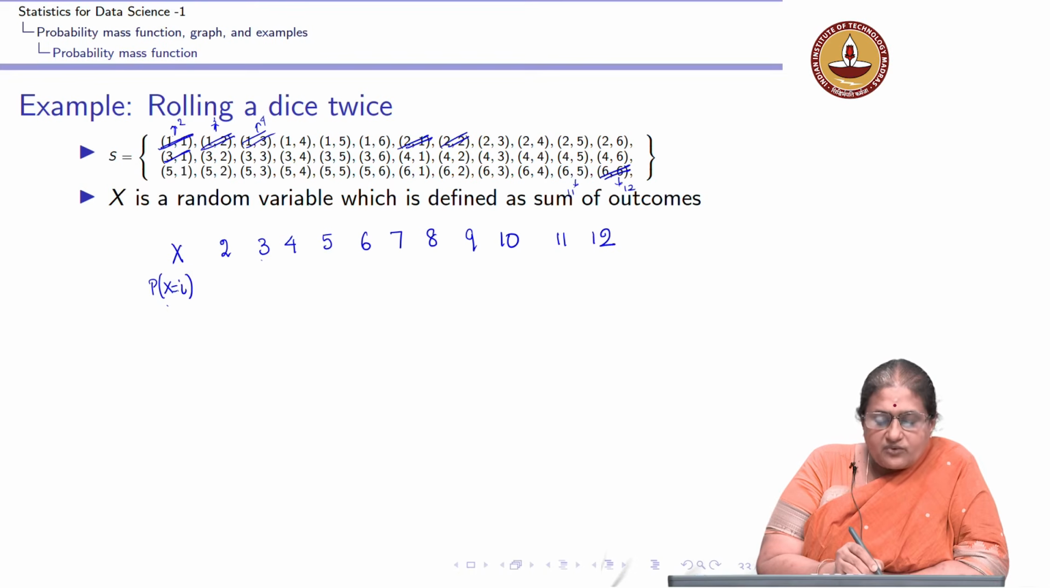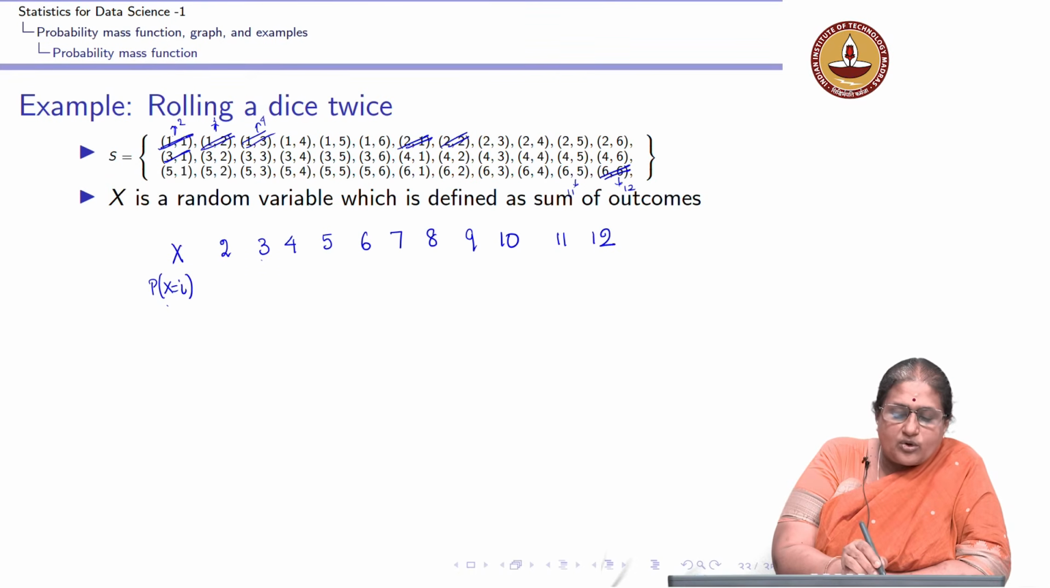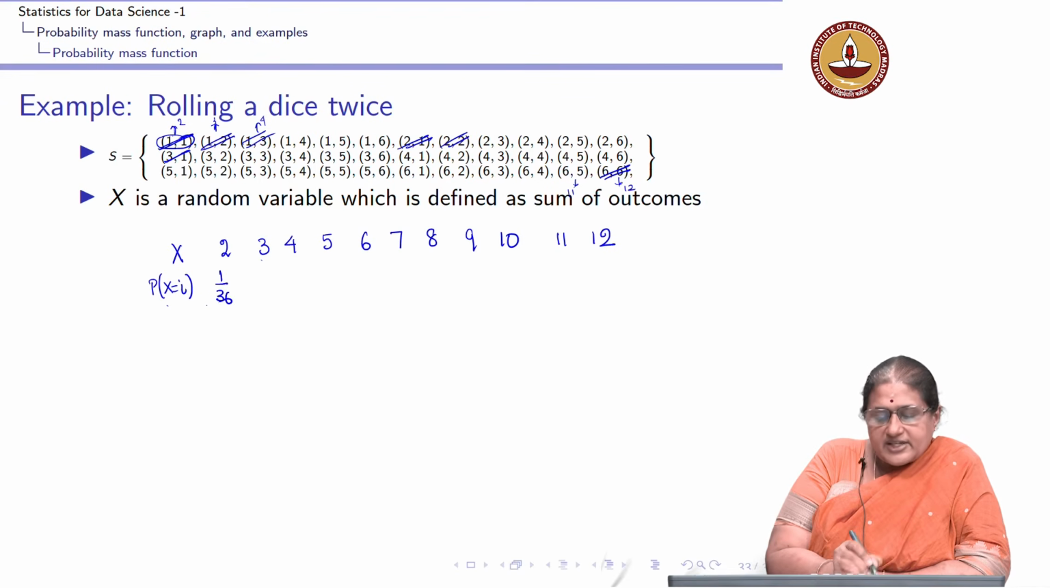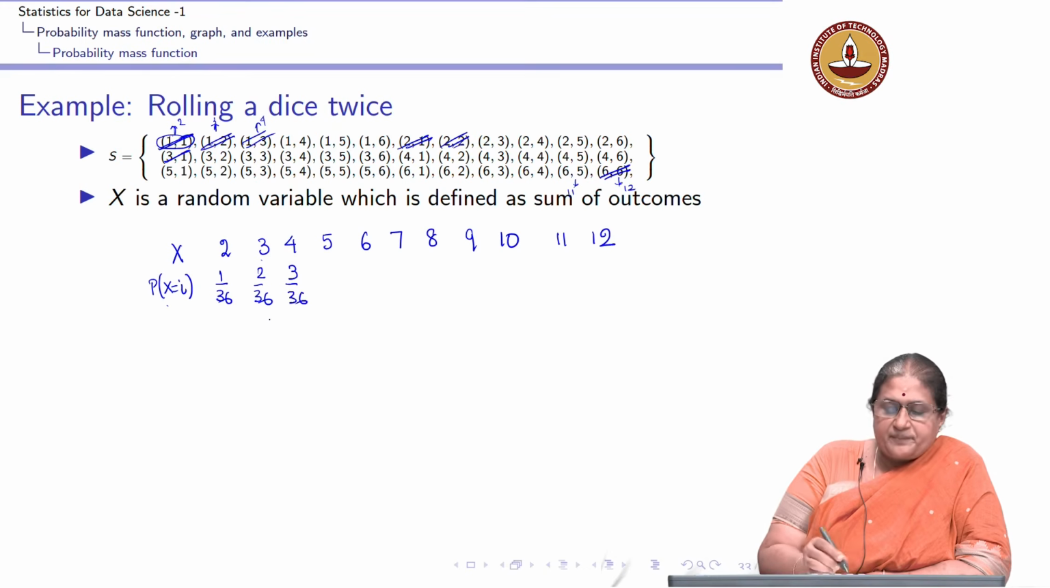So what is the probability x equal to 2? I know only one outcome gives this value, so it is 1 by 36. For 3, 1, 2 and 2, 1 here, so this is 2 by 36. X equal to 4 comes from 1, 3, 2, 2 and 3, 1, so 3 by 36. X equal to 5: I have 1, 4, I have 2, 3, I have 3, 2, I have 4, 1. So it is 4 by 36.